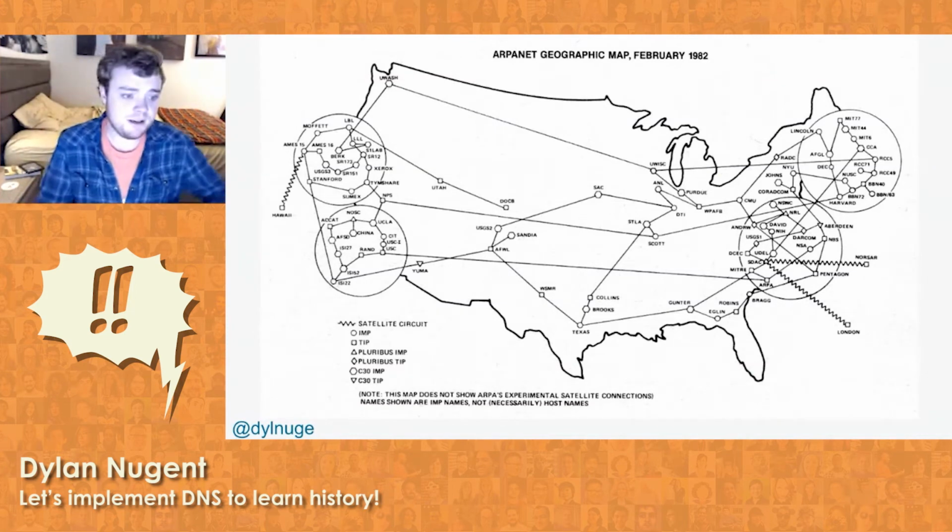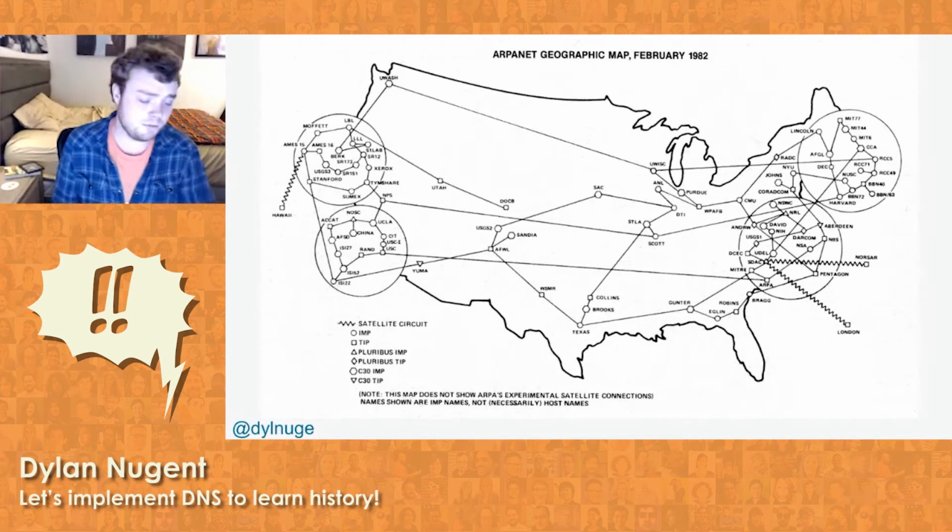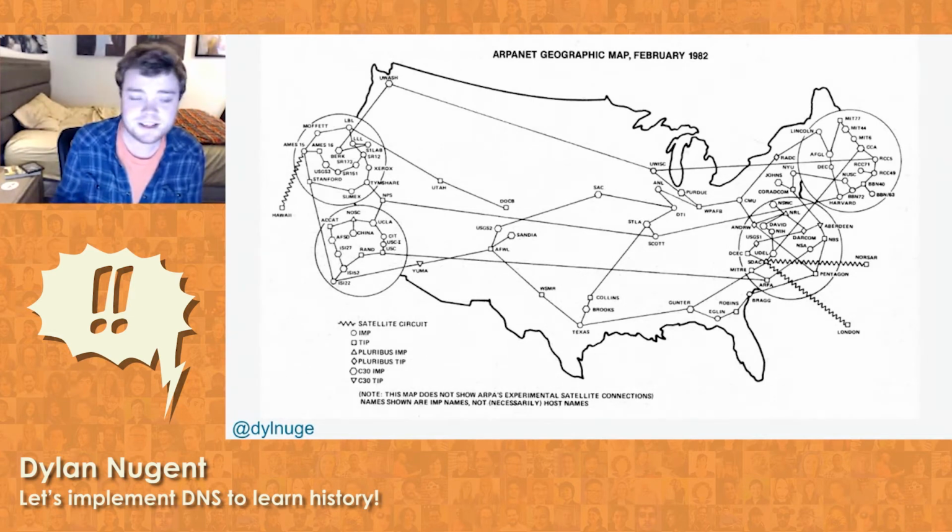Like UCLA would send out an email, or probably this was even before email, but would send out a message to a bunch of people and say, here's a bunch of servers that we're running, here are their addresses, update your local address books.